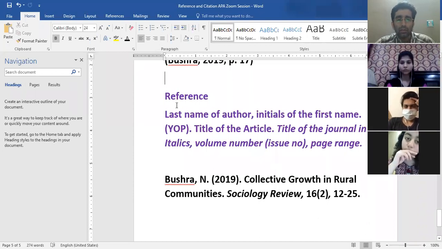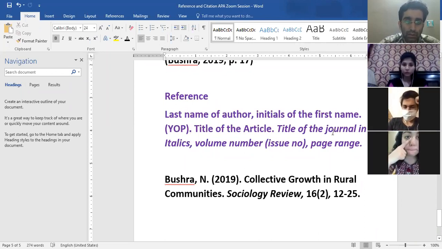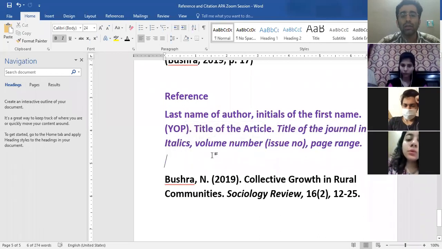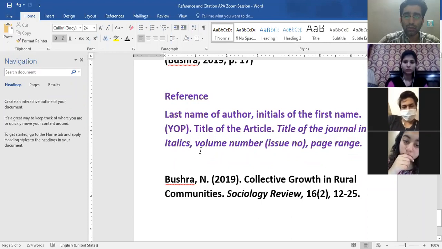So in the reference we need all this information. Last name of the author, initials of the first name, year of publication, title of the article. Now we have two titles: title of the article and title of the journal. One is in italics. Which one is in italics? Title of the journal is in italics, and title of the article is not in italics. You just need to note down these small things. Then title of the journal, volume number, in brackets issue number, comma, page range.